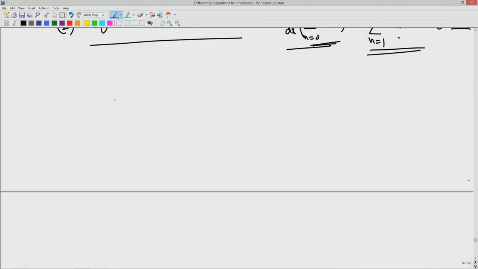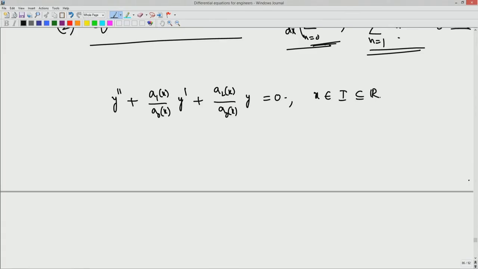So, your equation is y double dash plus a1 by a naught of x, let us say you divide it, y dash plus a2 of x by a naught of x, y equal to 0. Okay. And x belongs to I, where I is the set of all x such that a naught of x is not equal to 0. That is how I could divide it. If it is not, that is not part of the domain, as I explained earlier. Wherever this a naught of x is 0, that point is not part of the domain of the differential equation.